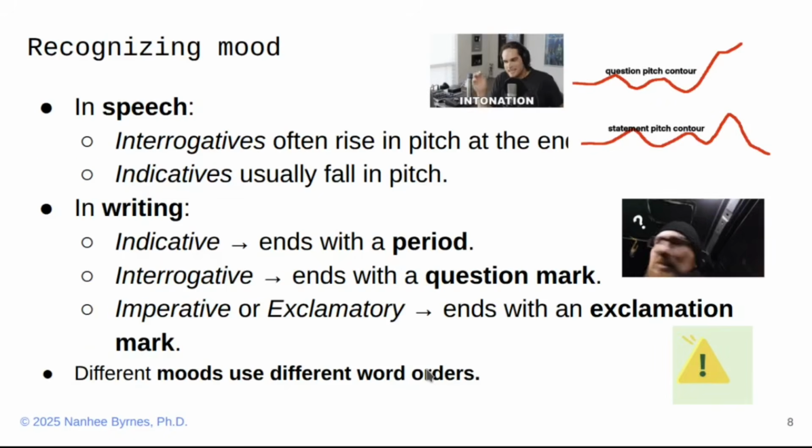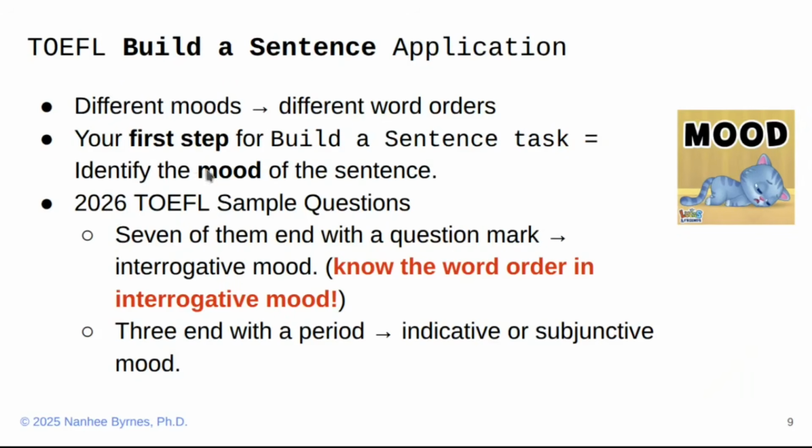In speech, you can often hear the difference. Interrogative sentences rise in pitch at the end, while indicative statements fall. In writing, we rely on punctuation: a period for indicative, a question mark for interrogative, and an exclamation mark for exclamatory or imperative sentences. Now here's the key point. Different moods use different word order. That means when you tackle Build a Sentence questions on the TOEFL, the very first thing you should do is identify the mood. Is the sentence making a statement, asking a question, giving an order, or expressing emotion? That single step will tell you what structure to expect.